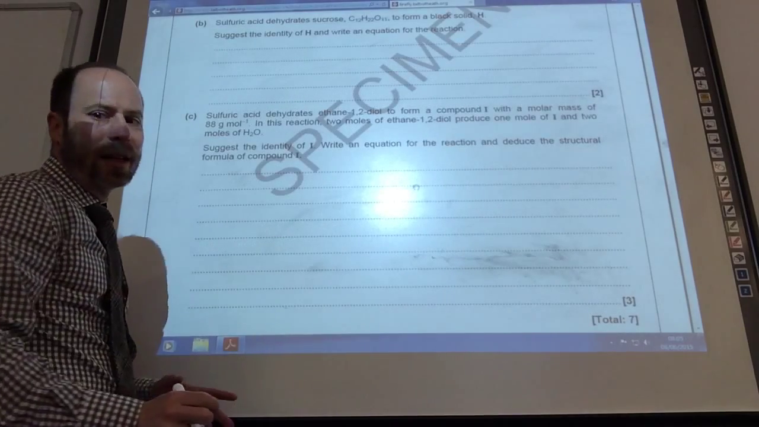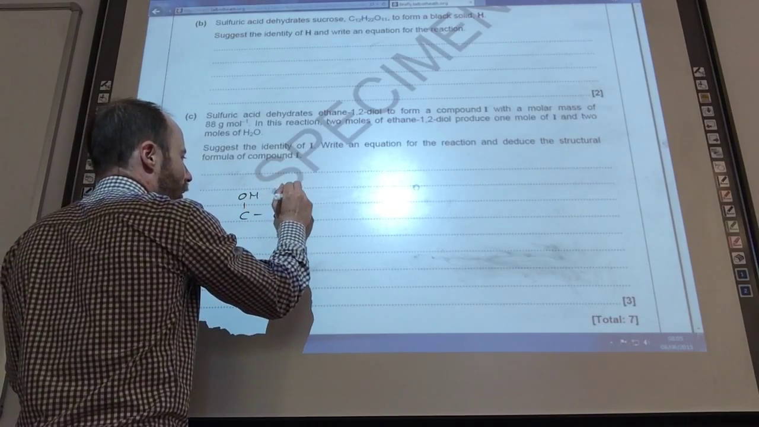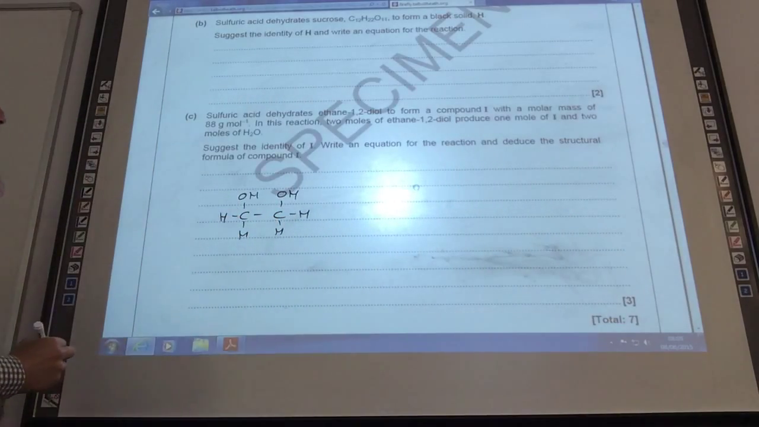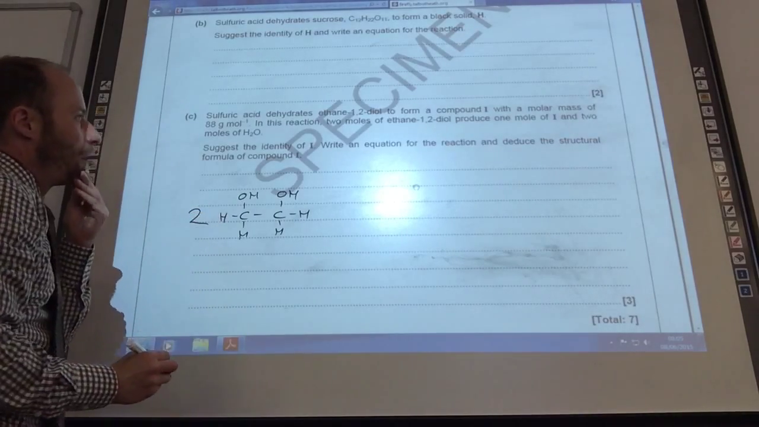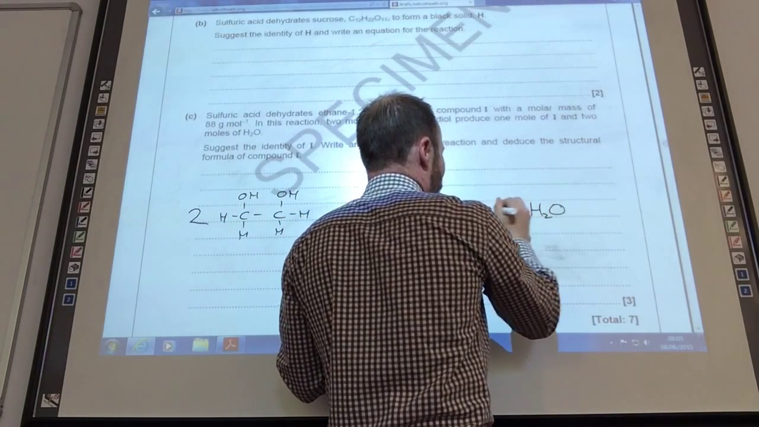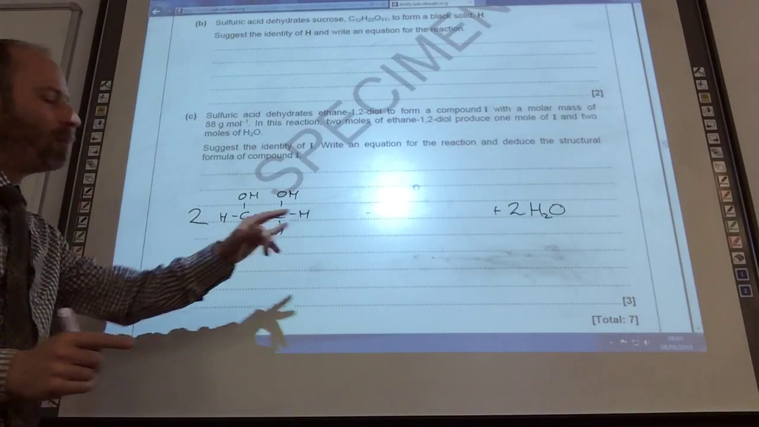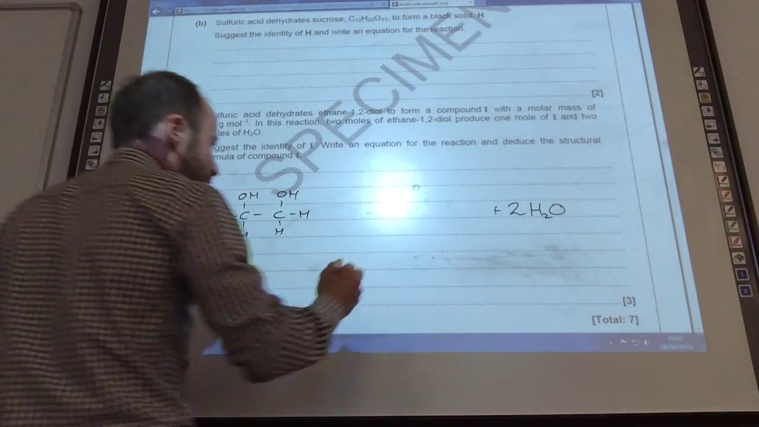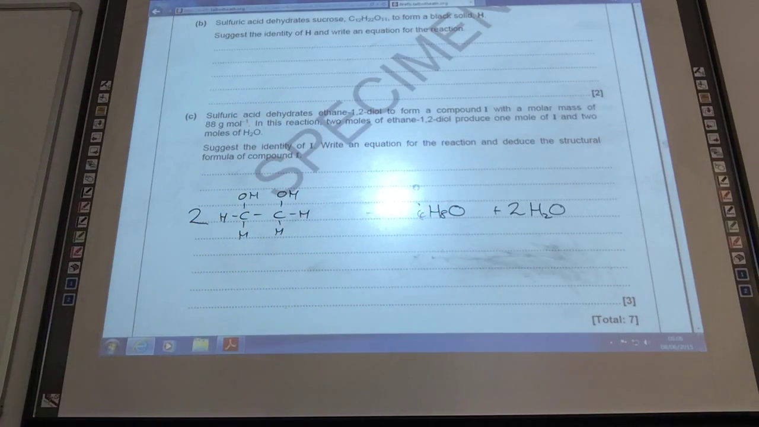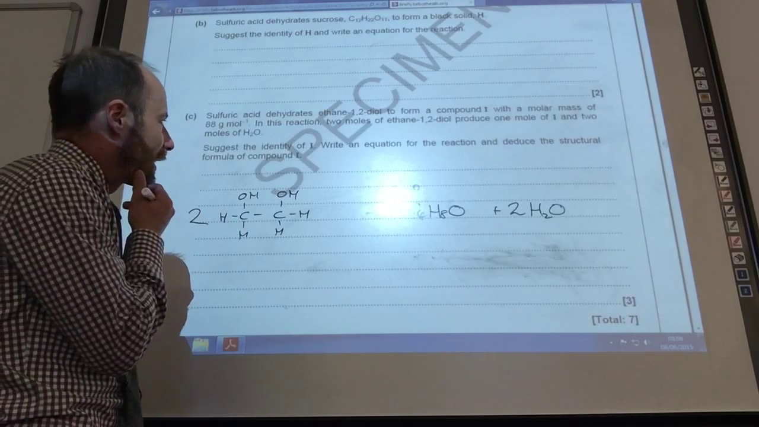Okay, this one is a slightly harder one. It tells me I'm going to start off with ethane-1,2-diol, which is this one here. And it tells me in this reaction, two of those produce one mole of I, which I don't know, and two moles of H2O. So what am I left with? I've got two of those. If I take all your atoms in here and then remove two waters, you are left with C4H8O. So that's not too bad, is it? That's kind of like just counting atoms, saying what you've got.